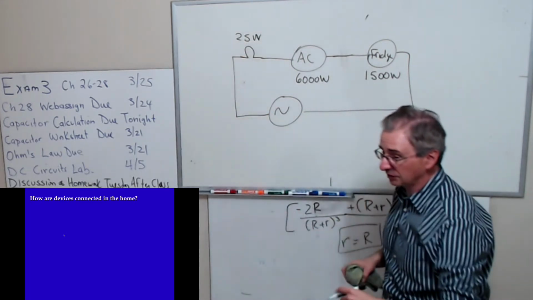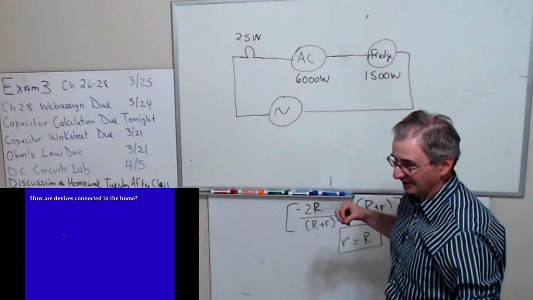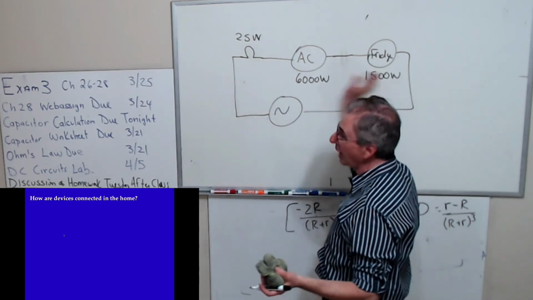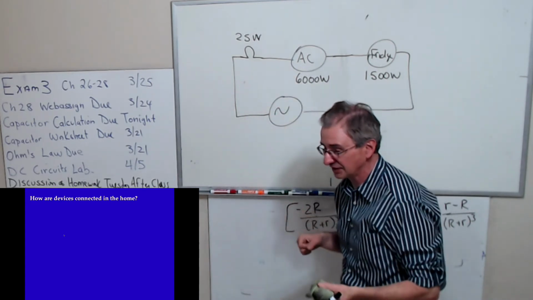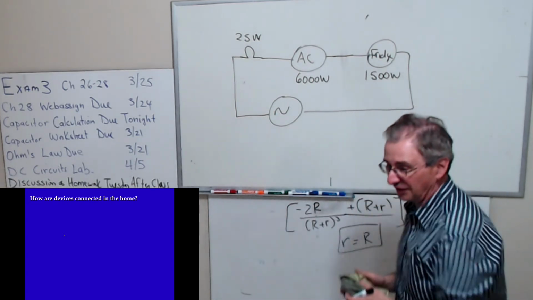You saw the demo with the light bulbs. Which one was lit the most? The lowest power one. Yeah, because it has the biggest resistance. So you do not want this in your house. So everything in your house is in parallel. Okay? Everything in your house is in parallel.